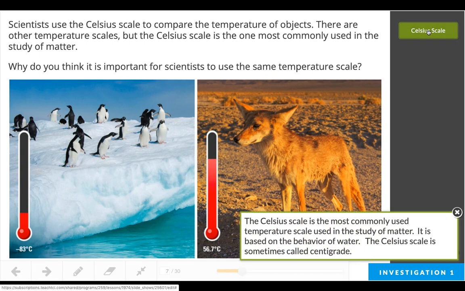The Celsius scale is the most commonly used temperature scale in the study of matter. It's based on the behavior of water. The Celsius scale is sometimes called centigrade. Use that information as you think about your answer. Why would we want scientists around the world all using the same temperature scale? Pause the video and respond.